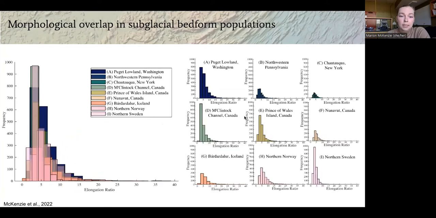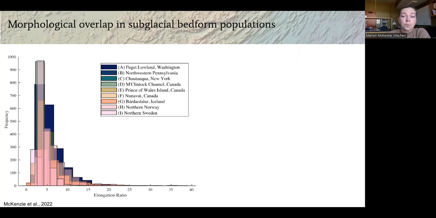If we assess elongation ratio, which is again the measure of the bedform's length to width, we can see that across all sites, again, regardless of lithology or topography, the ratio of highly elongate bedforms and low elongate bedforms are the same, meaning that the distribution of ice speeds is relatively similar throughout all sites. This has been seen before in the literature.